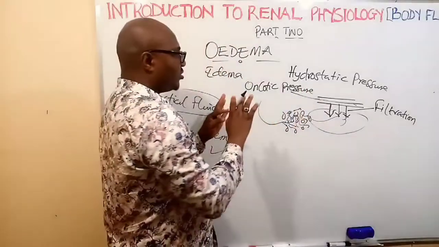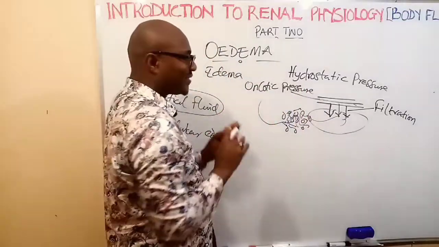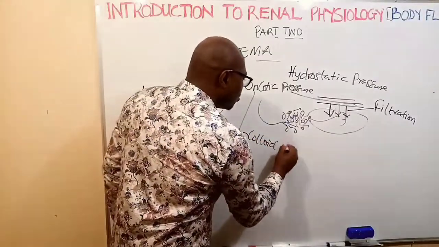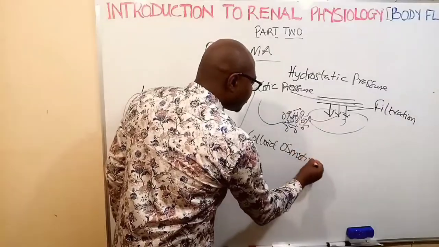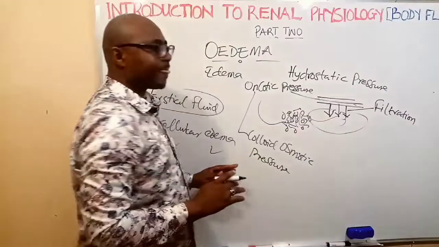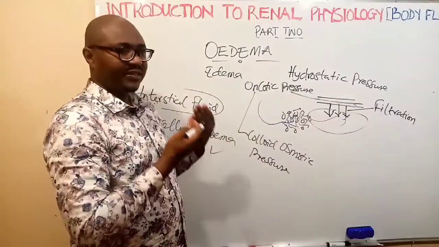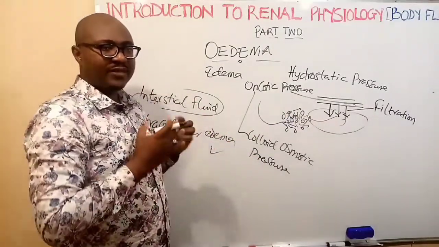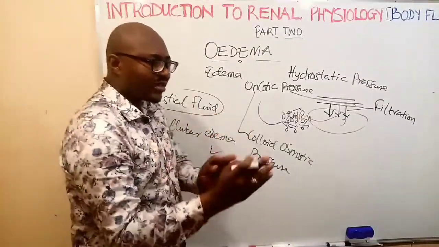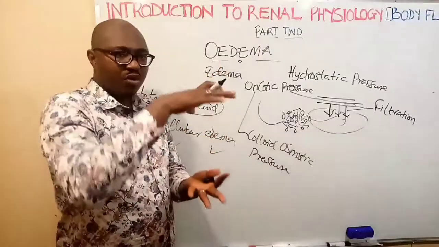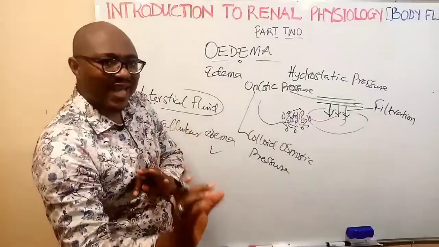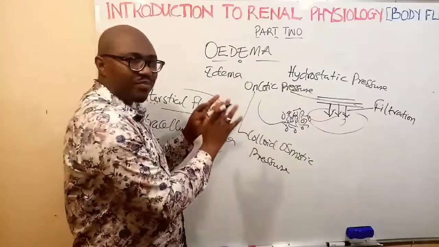This oncotic pressure is also known as colloid osmotic pressure. So what does this mean? It means that the plasma proteins absorb water. Osmosis has to do with the movement of water. So water moves from where it is more to where it is less. That means it moves from where it is more dilute to where there's more concentration.